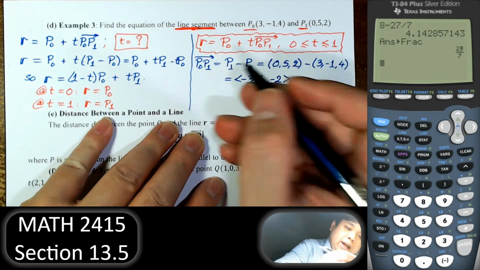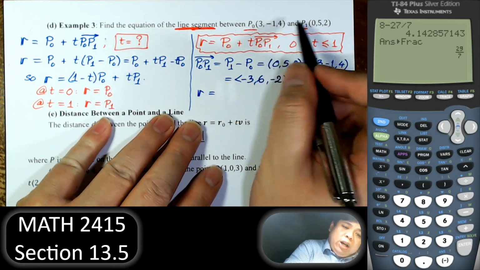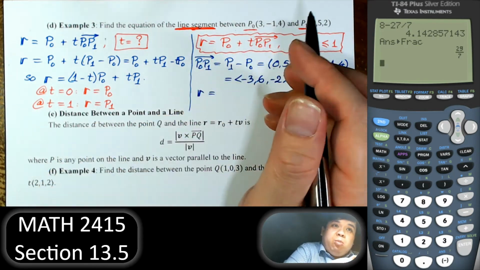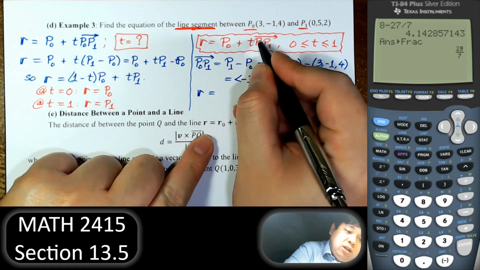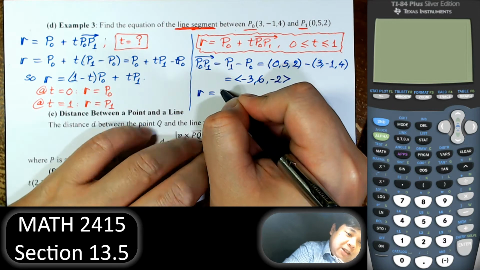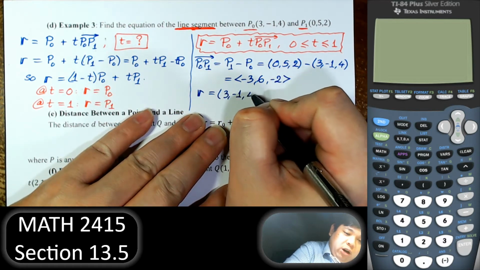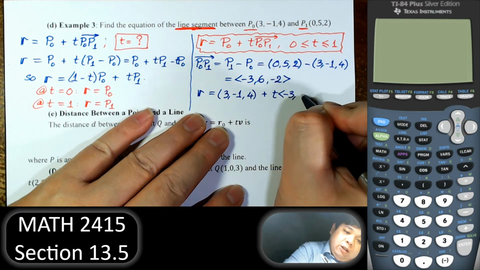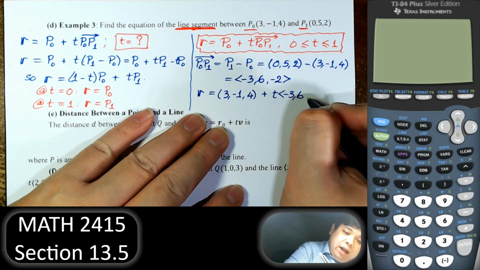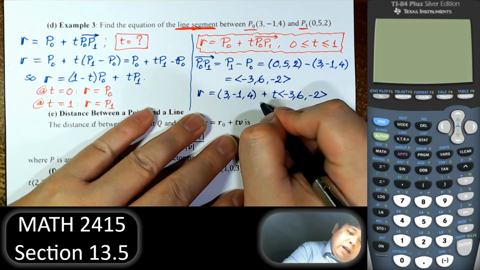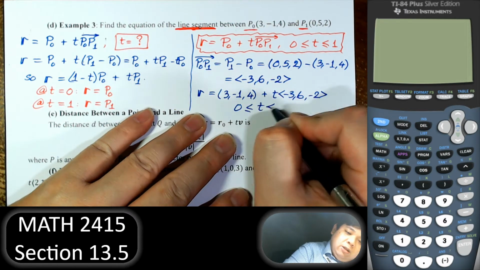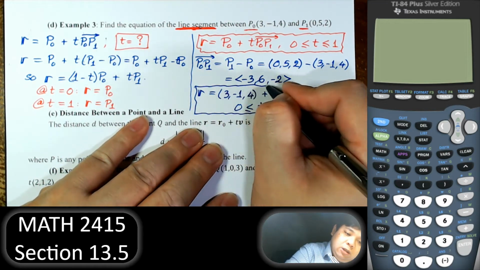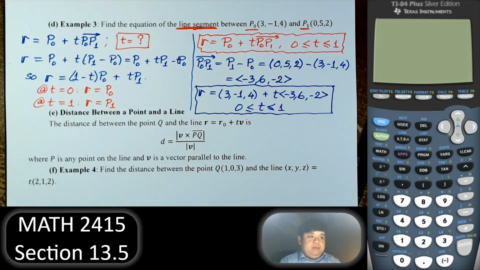And now we have the equation. We can use any of these. Actually we cannot, this has to be P naught. So this is the line segment, so there is more restriction on that, so I have to use P naught if we use the vector P naught P1. 3, negative 1, and 4 for P naught, and then the vector is negative 3, 6, and negative 2. And in every equation we should have the limit for T, so that's what we have.